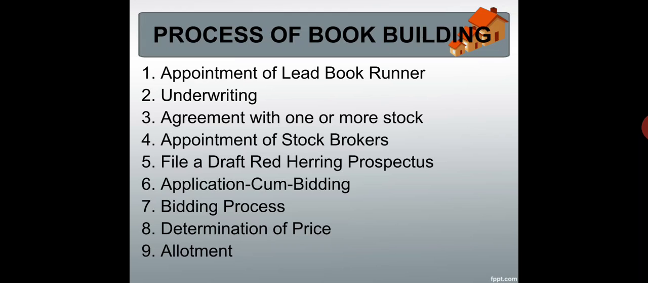Then after, determination of price. Now at the last the price is going to be decided. Suppose the price range is 500 to 550 and most of the investors wish to purchase your security at 543, and the bidding comes to an end at 543. So now this price is known as the price of the shares.